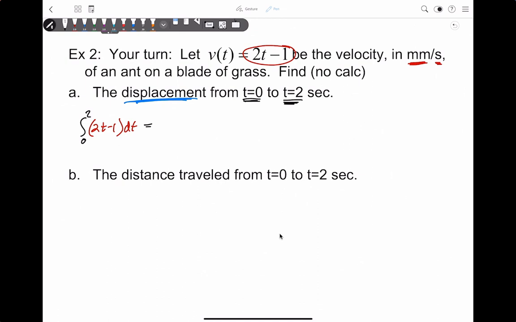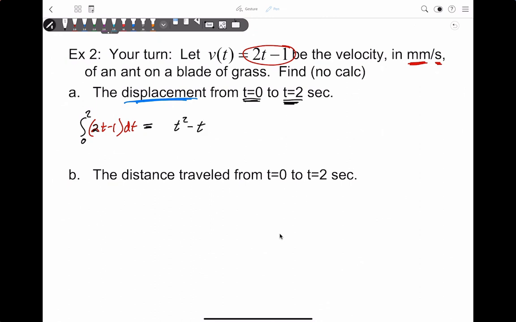From here, it's just a basic integral problem where you're going to antiderive or integrate the 2t minus 1. So it becomes t squared over 2 times this constant multiple rule of 2, so we have t squared, and then it's minus t. This is our antiderivative.